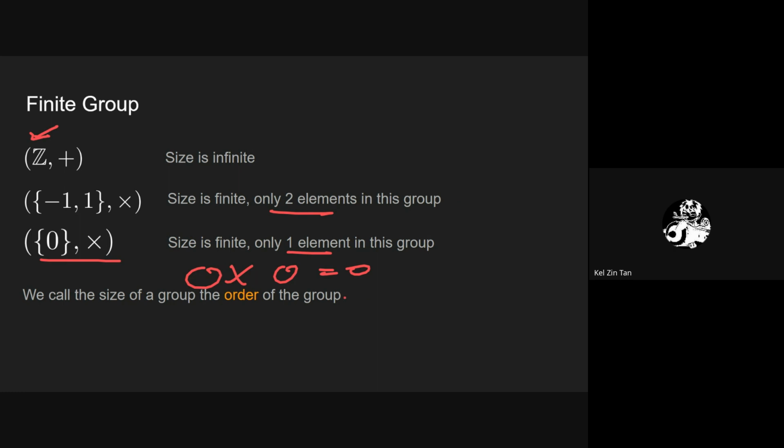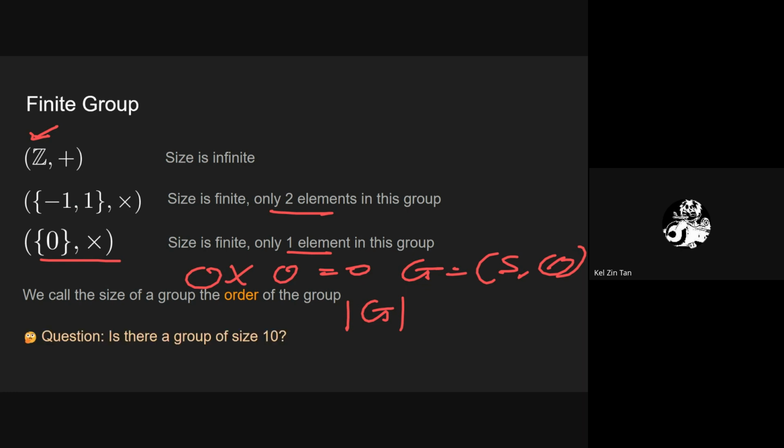A more fancy way to write this down is that if we have a group G, which is a set S with an operation, then we use the two straight line symbol to denote the order of the group. This is basically just a fancier name for the size of the group. So now the question is, I have groups of size 1 and size 2. Can I have a group of arbitrary size? Let's say I want a group of size 10. Can I have this group?